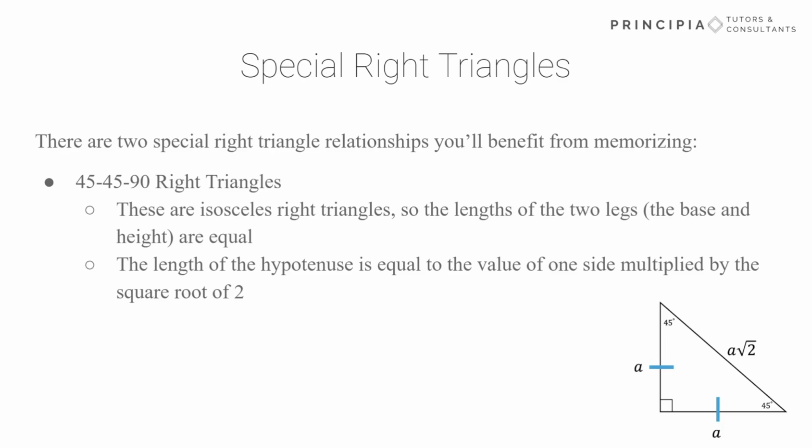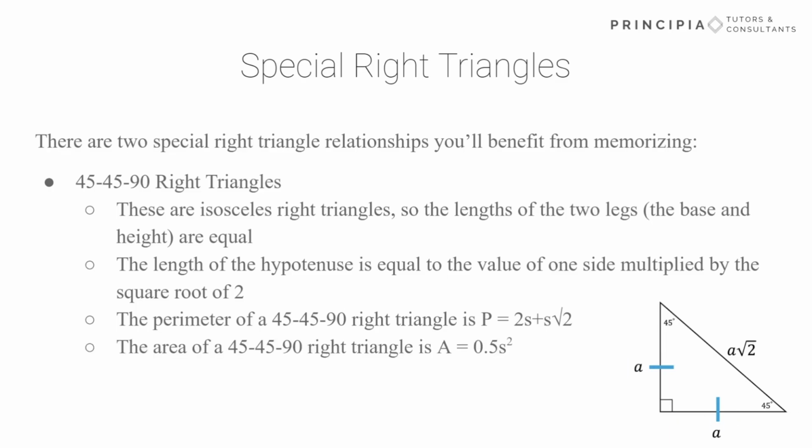And so how do we find the perimeter and the area? Well, if we know the perimeter is the sum of the sides, that's going to give us 2s plus s root 2. Or if you're looking at this example, that would just be 2a plus a root 2. And the area, since it's 1/2 base times height, would be 1/2 of side squared, because base and height are equivalent. So for this example triangle, it would be 1/2 a squared.